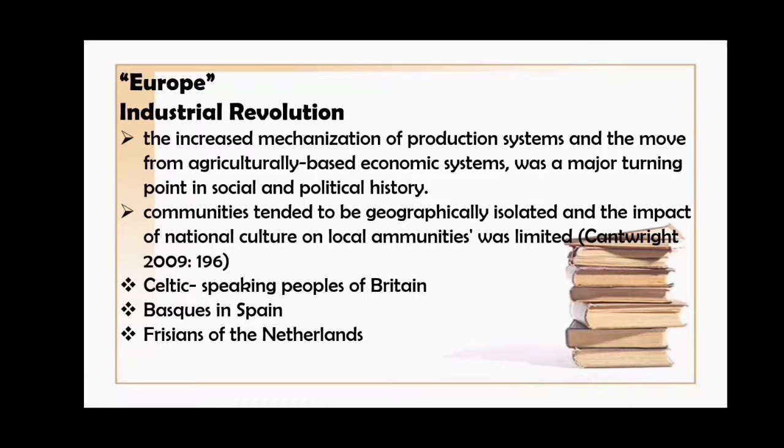Industrial Revolution. It is the increased mechanization of production systems and the move from agriculturally based economic systems. It was a major turning point in social and political history. So, meaning to say, Industrial Revolution is the process of change from an agrarian and handicraft economy to one dominated by industry and machine manufacturing.